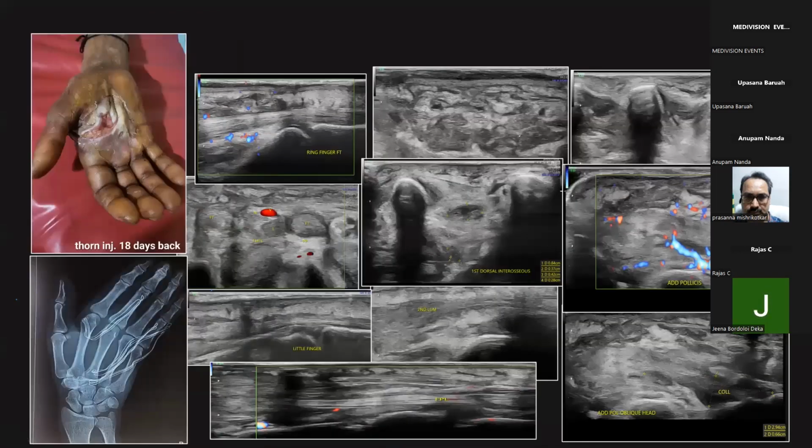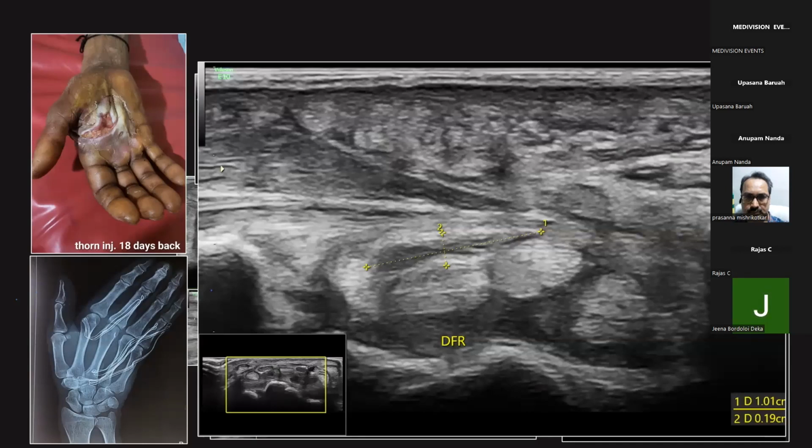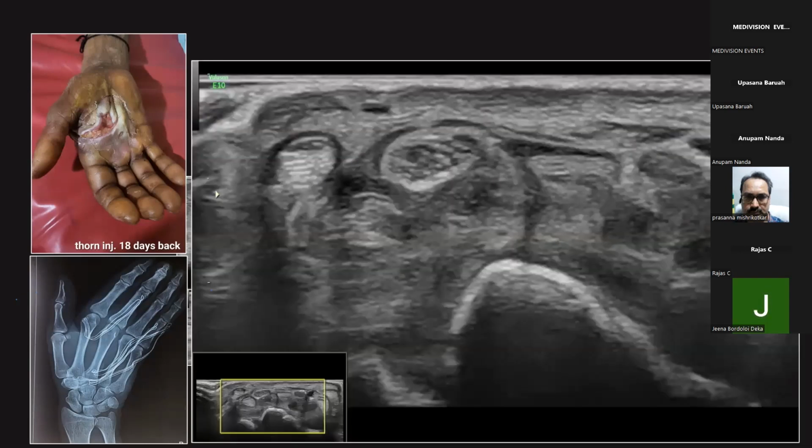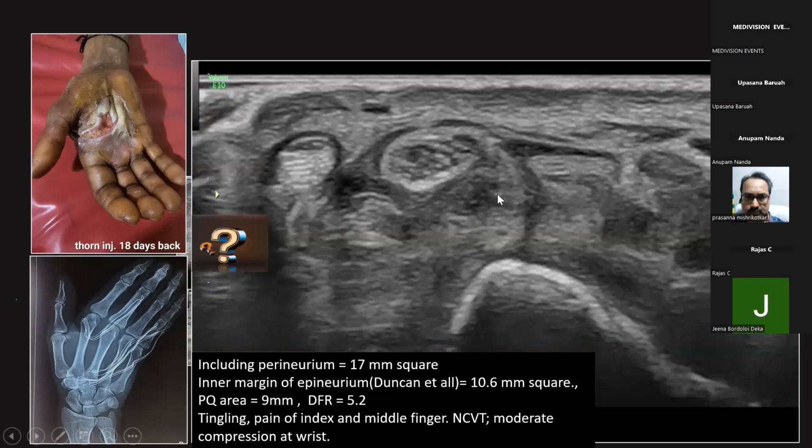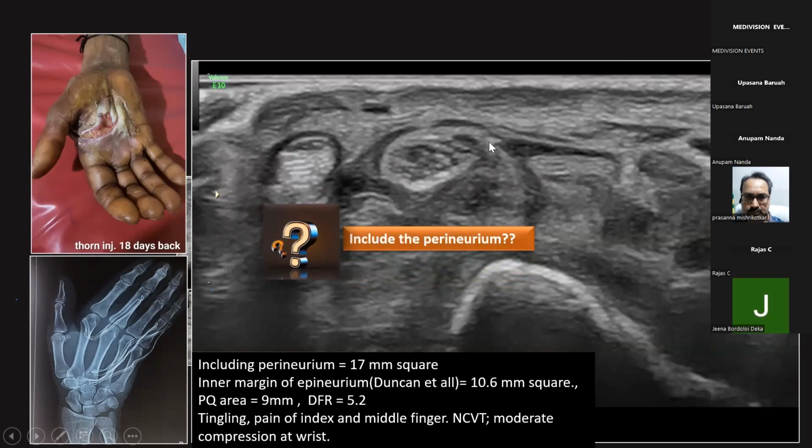This is a hand infection case showing extensive infection, and we can see the distal flattening ratio of the median nerve is very high, about 5.2, and this is the median nerve at the carpal tunnel level. We can see a thick perineurium covering it. So should we measure it? In the parameters, should we include the perineurium? Should we measure the outer layer of the perineurium?